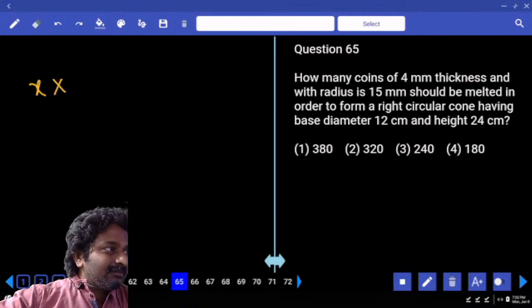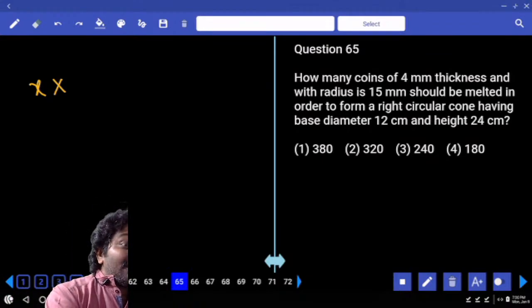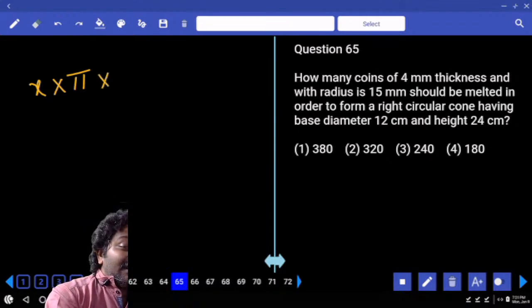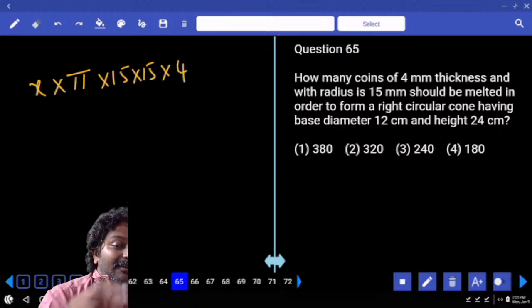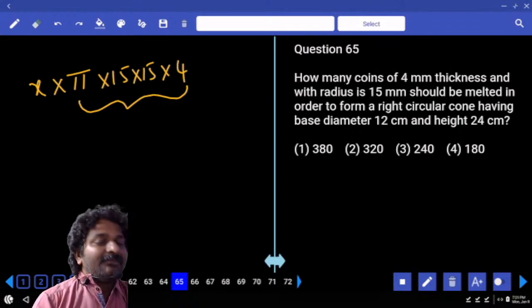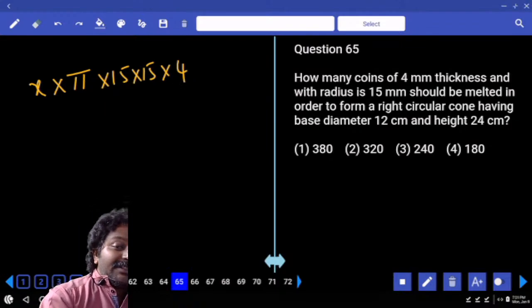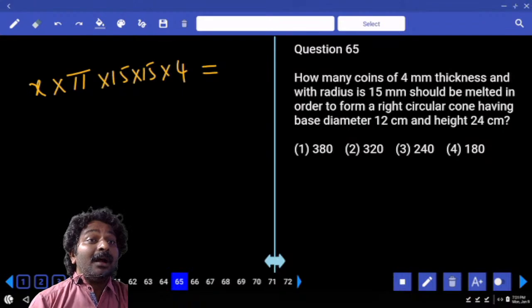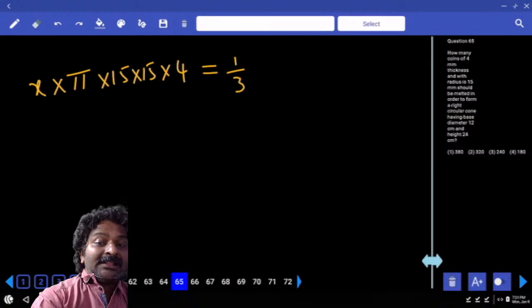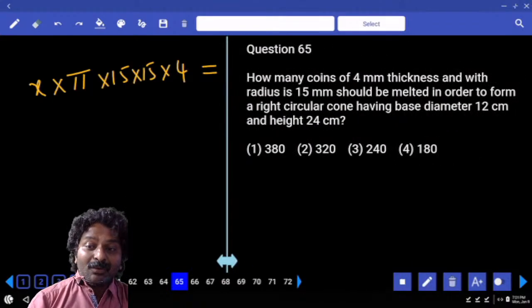Coin volume. Volume of the coin. Pi R square H. What is radius? 15. Pi R square. What is height? 4. This is volume of the coin. Like that we are taking X coins. With this we will form a cone. Yes. Volume of the cone. 1/3 pi R square H. What is radius?